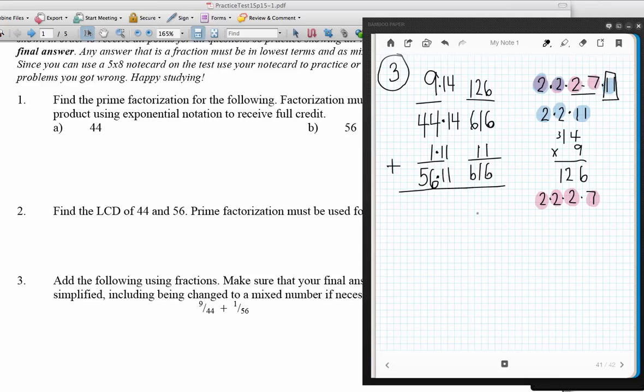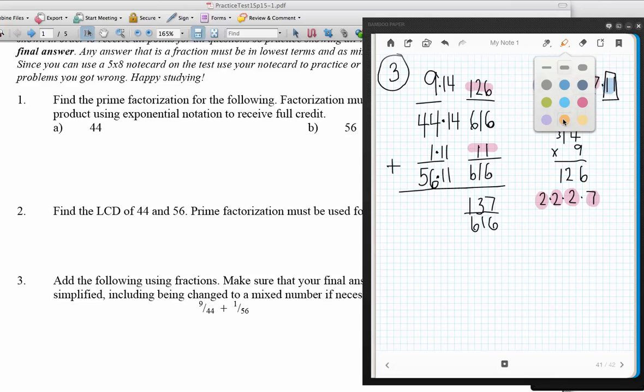To add fractions, you carry along that common denominator. So 616 gets carried along. And then we add the numerators. So 126 and 11 get added together. So 6 and 1 make 7, and 2 and 1 make 3, and then 1 and nothing is 1. So we have 137.